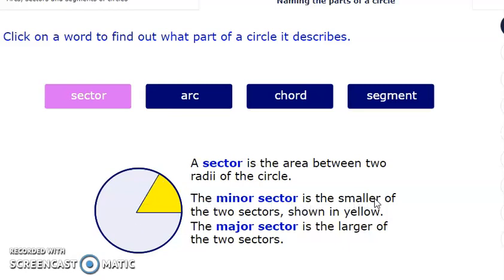The minor sector is the smaller of the two sectors shown in yellow. You can see in yellow, this region is minor sector. The major sector is the larger of the two sectors. So this is the major sector.